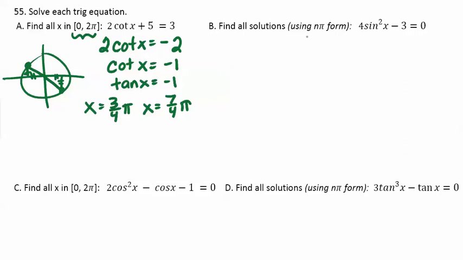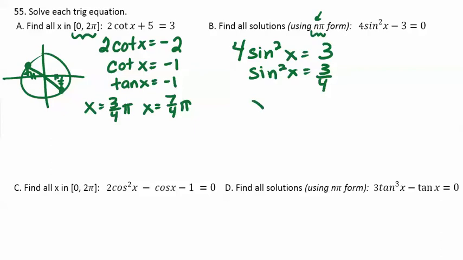All right, the next problem asks us to use our n pi form where n represents any integer, so we want to add as many revolutions to our answer rather than just restricting the solutions to 0 to 2 pi. So we want to again isolate sine of x. So first we would move the 3 to the opposite side. We would divide by 4. And then we would take the square roots, plural. I say that so you will not forget the plus minus sign.